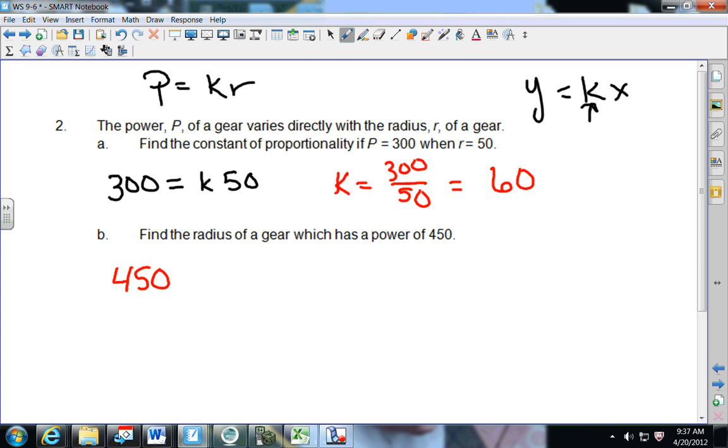If the power is 450, and I know that my constant of proportionality, that k value, is 6. There we go. And then I have my x right here. All you're going to do is take 450 divided by 6, and what do you get? You end up getting 75. So the radius of the gear is 75.